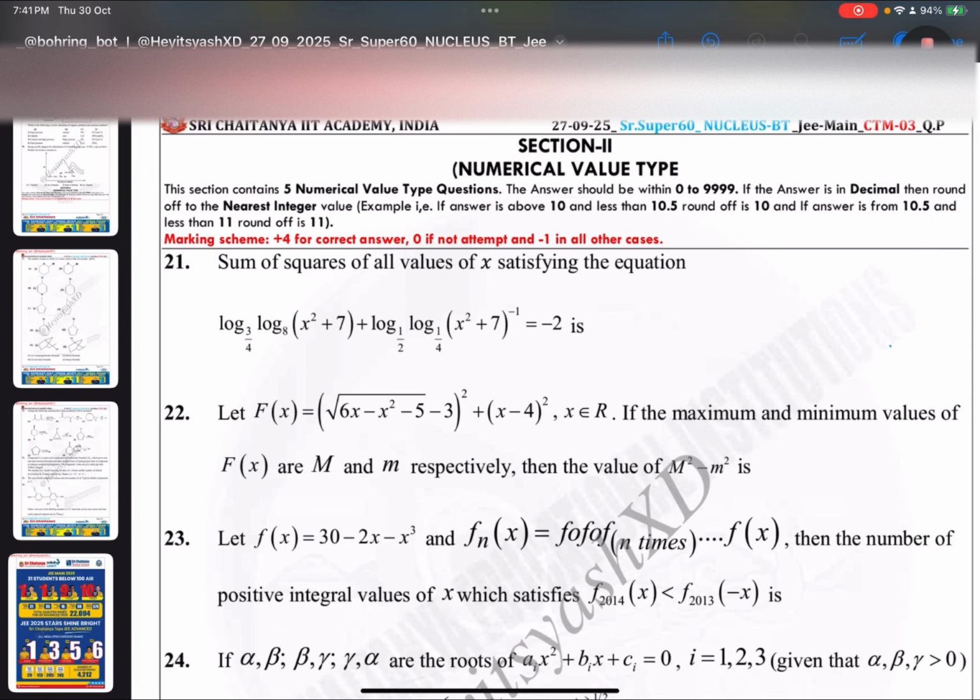This question paper is slightly more difficult than your actual JEE mains question paper. So if you are able to score well in these kinds of question papers, you will get really good marks in your actual paper.